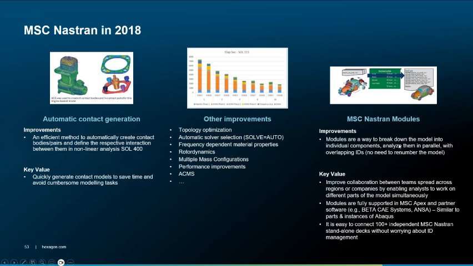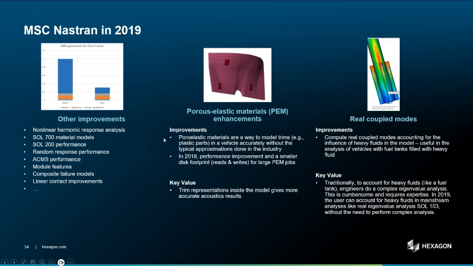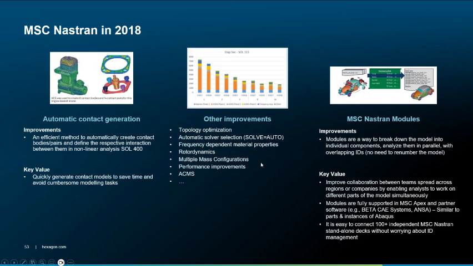On the other side, we've got modules. So that's the parts that I explained earlier. So it's a way to break down the model into individual components. And when you run it in parallel, IDs can overlap, which makes it a bit easier because everybody can work on its own and not worry about using the same IDs.